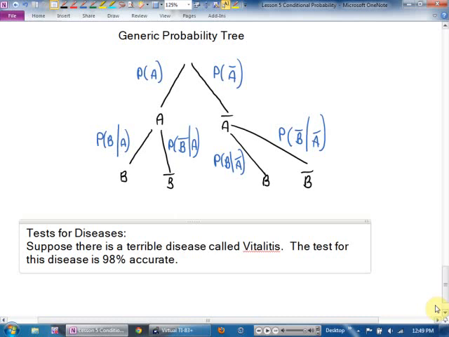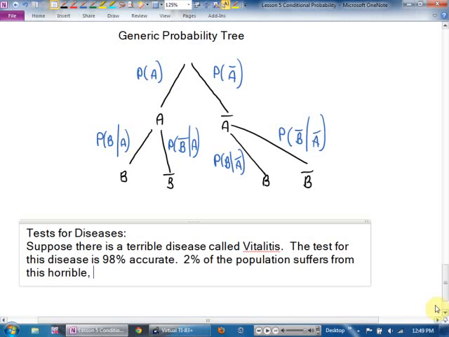And there have been numerous studies done in the population, and you know that 2% of the population suffers from this horrible, insidious, we'll leave the adjectives off because I could fill a page, disease. Okay? So you know that 98% of the population is healthy. By the way, I'm doing this humorously on purpose, but replace vitellitis with cancer, with HIV, with anything you want, something more serious. Suppose you test positive. What is the probability that you actually have the disease?